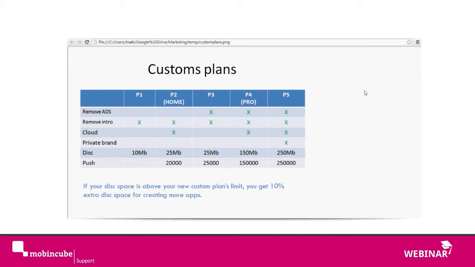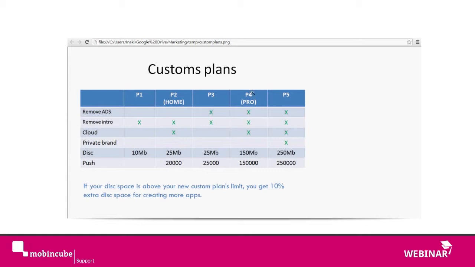Okay, so you are going to earn more benefits with that. Let's give some examples. Imagine that you hired a Pro app. When you hired that app, it's because you didn't want any ads in your app, you didn't want the Mobincube intro, and you wanted to use the cloud. You also wanted to use push notifications or things like that.